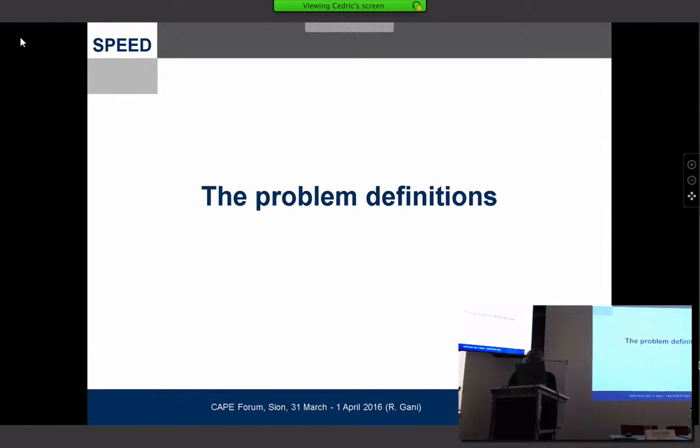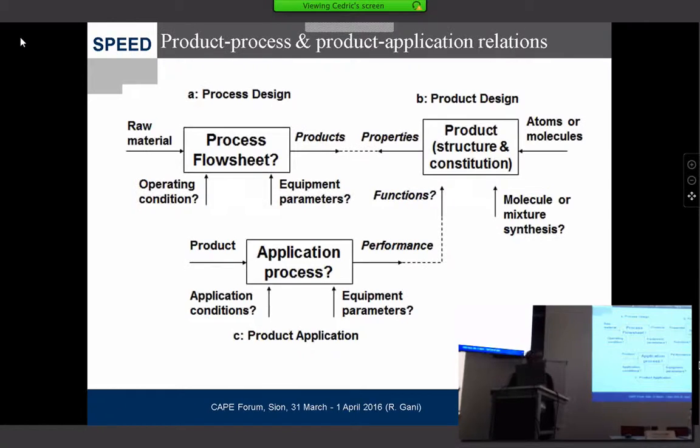So with that, let's see the problem definition. What is the connection between the product and the process? What we see is that if we want to convert raw materials to products, we need a flow sheet, operating conditions, equipment parameters. But this product has to match the product that we have designed in terms of its properties and functions. And this product comes from atoms, molecules, and mixtures of atoms.